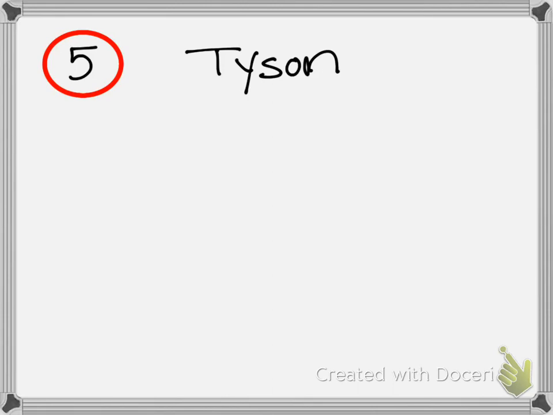Tyson, do number 5. Should I read the problem? Read the problem. Molly shot 20 baskets in 4 minutes, and Nico shot 42 baskets in 6 minutes. How many more baskets did Nico shoot per minute? So I have to divide. What's the initial rate for both of them? The initial rate for Molly is 20 to 4, and for Nico it is 42 to 6.